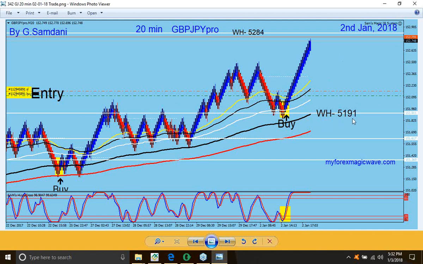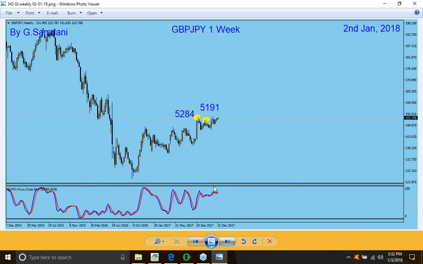51.91. Where is that number? Which number? It says WH, which means weekly high. So if I put WL, weekly low, ML, monthly low, MH, monthly high. So it's a weekly high, 51.91. Let's see if we can find that number. Pound yen weekly chart. This high is 51.91, and then the next one is 52.84.